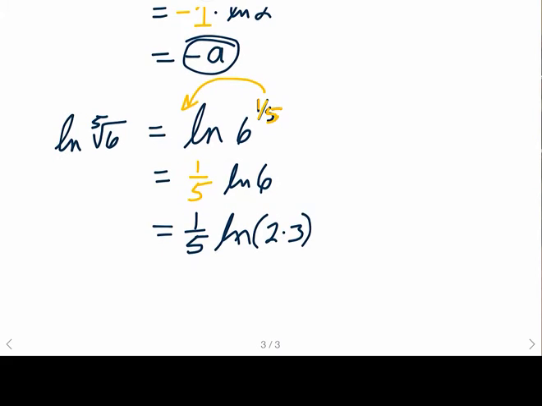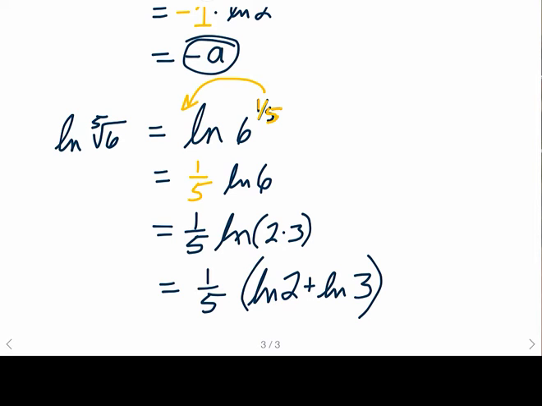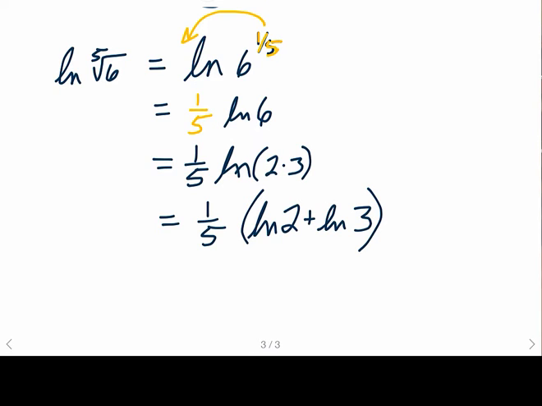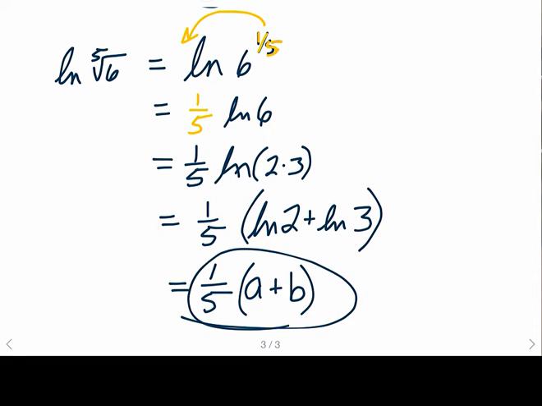Enter a property of logarithms that applies to a product inside of a log. This becomes 1/5 times the natural log of 2 plus the natural log of 3, but we have to remember that the 1/5 applied to the whole thing, and so the natural log of 2 plus the natural log of 3 should appear in parentheses. Now we were told to represent the natural log of 2 using a and the natural log of 3 using b. And so we end up with 1/5 times the quantity of a plus b. You could distribute the 1/5 if you wanted to.